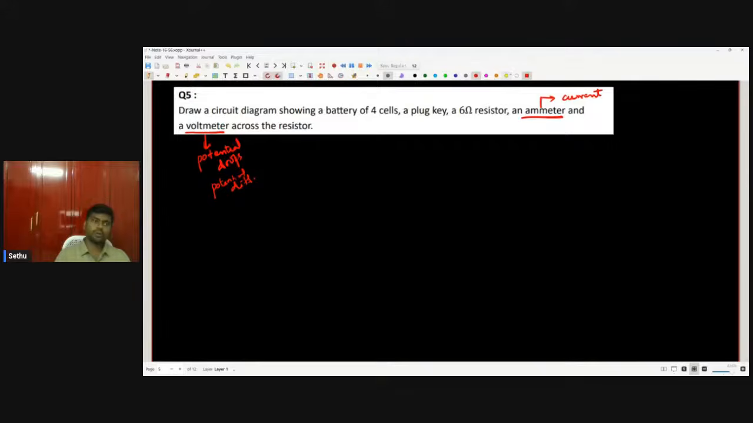Okay, so now what do we have? Draw a circuit diagram showing a battery of 4 cells. So let us say 1, 2, 3 and 4, a plug key and a 6 ohm resistor.